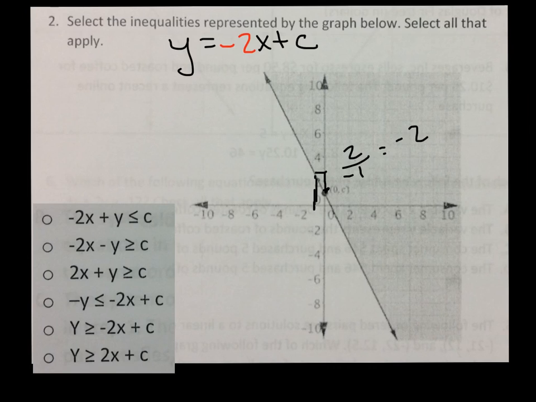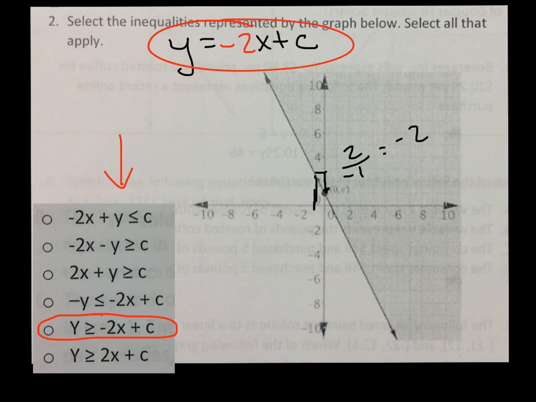Now, if you notice, every one of my answers over here has a 2x and a y and a c. So I'm going to go ahead and look for things that look very familiar to this. Now, if you look down the line, if you look at y equals negative 2x plus c, you notice that this one is exactly the same. Now, there's a little problem here.